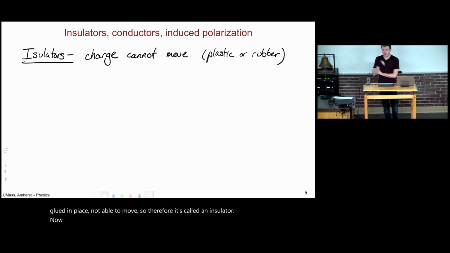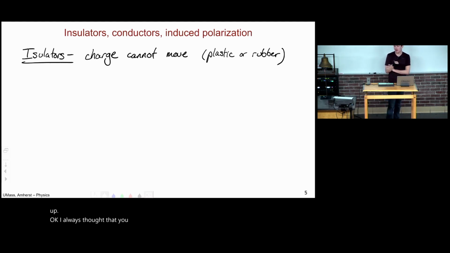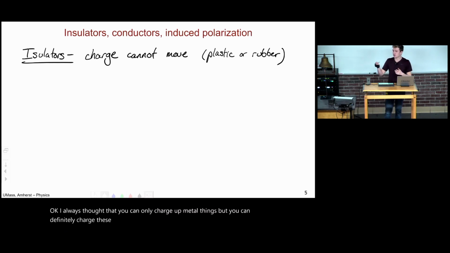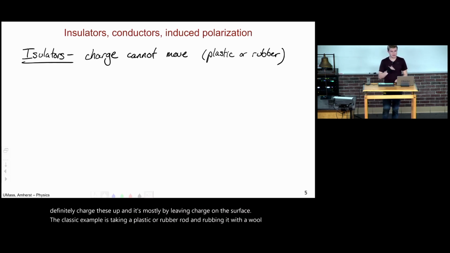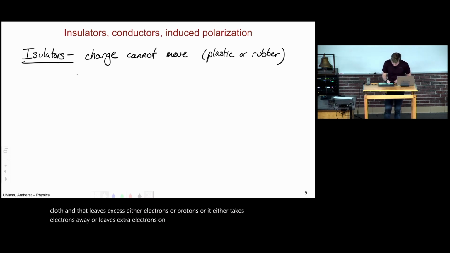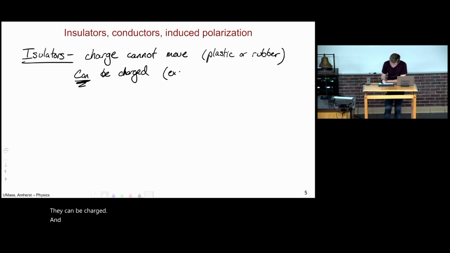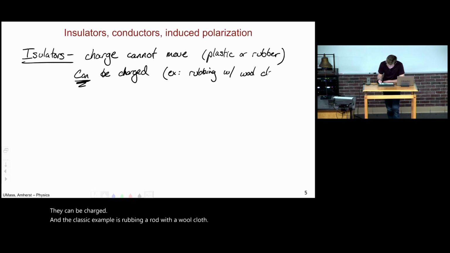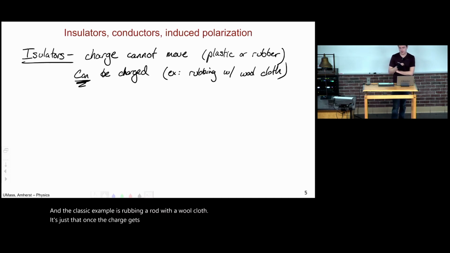Now, something that is less intuitive about insulators is you can actually charge them up. I always thought that you can only charge up metal things, but you can definitely charge these up, and it's mostly by leaving charge on the surface. The classic example is taking a plastic or rubber rod and rubbing it with a wool cloth, and that leaves excess either electrons or protons, or it either takes electrons away or leaves extra electrons on the surface. I'll just write down that they can be charged. This is a homework question. They can be charged. And the classic example is rubbing a rod with a wool cloth. It's just that once the charge gets there, it doesn't move around. If it got deposited at one place, it can't move.